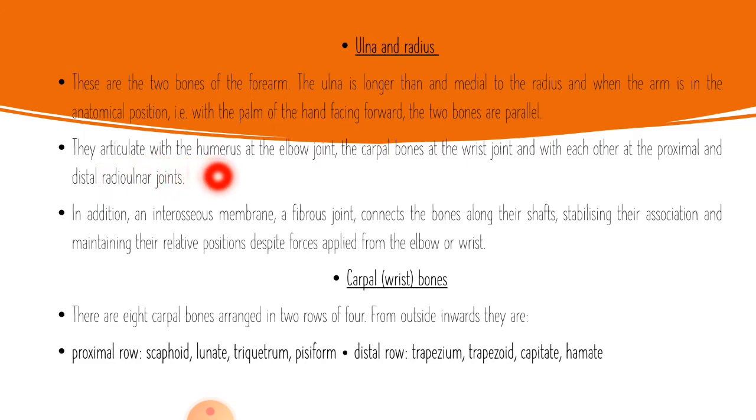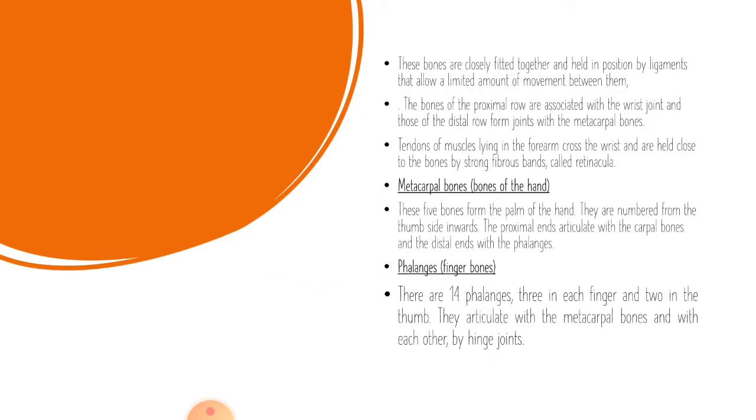They articulate with the humerus at the elbow joint, the carpal bones at the wrist joint, and with each other at the proximal and the distal radioulnar joints. In addition, an interosseous membrane, a fibrous joint, connects the bones along their shafts, stabilizing their association and maintaining their relative positions despite forces applied from the elbow or wrist.